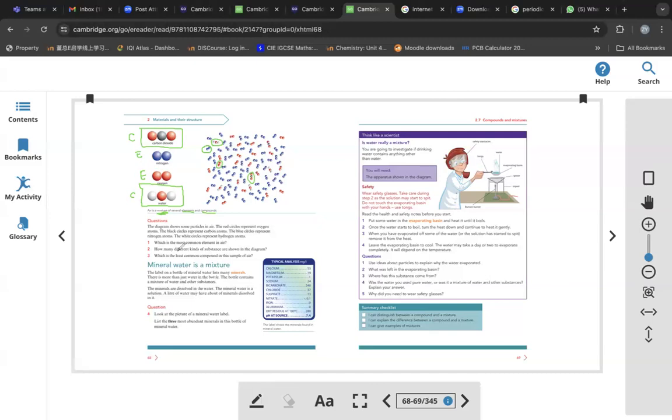Wait, the diagram shows, which diagram here? Okay. How many different kinds of substance? Okay. So the other one, you see another example is actually mineral water. They're actually minerals. They consist of a combination of different things. Understand? So, okay, if I ask you to find the three most abundant minerals, do you know how to do?